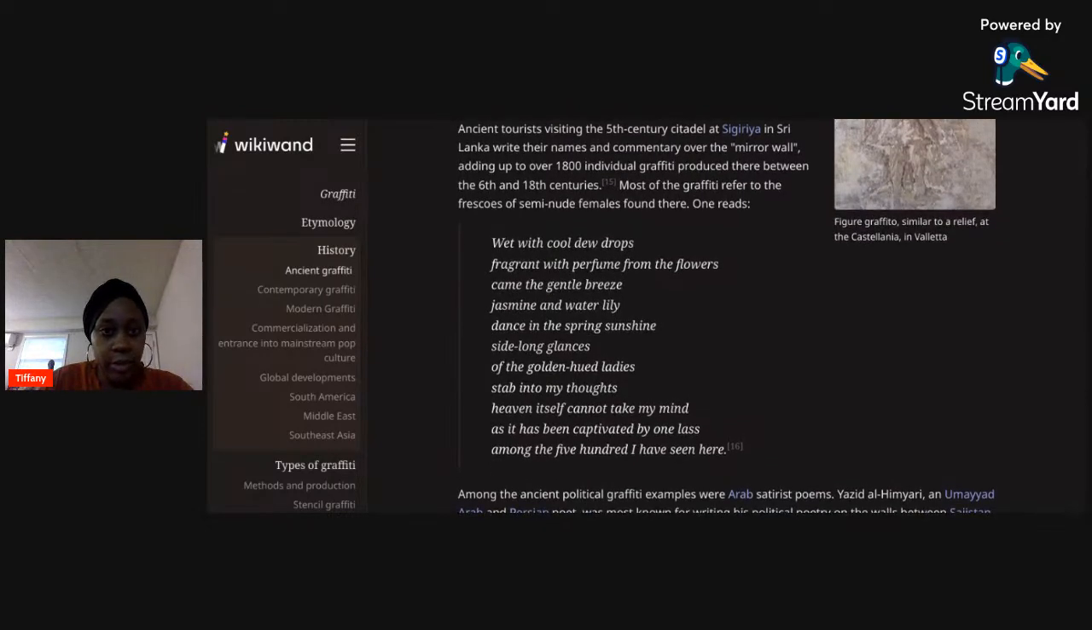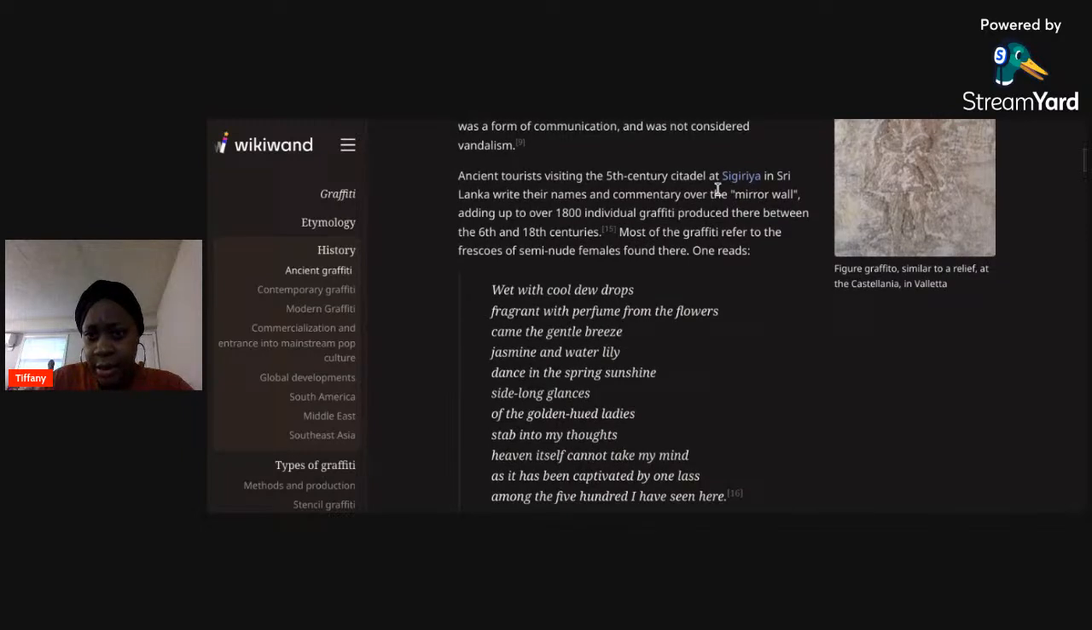So it says ancient tourists visiting the 5th century citadel at, what's the name of this city, Sigiriya, wrote their names and commentary over the mirror wall, adding up to 1,800 individual graffiti produced there between the 6th and 18th centuries. So most of the graffiti referred to the frescoes of semi-nude females found there.